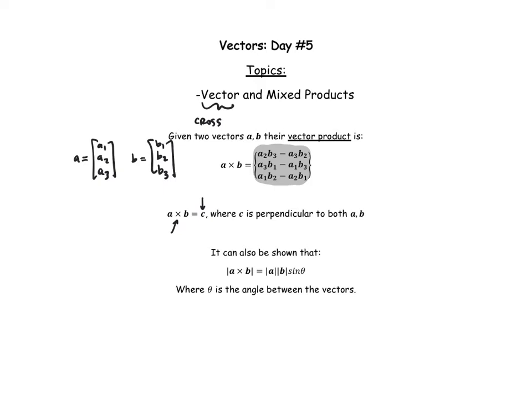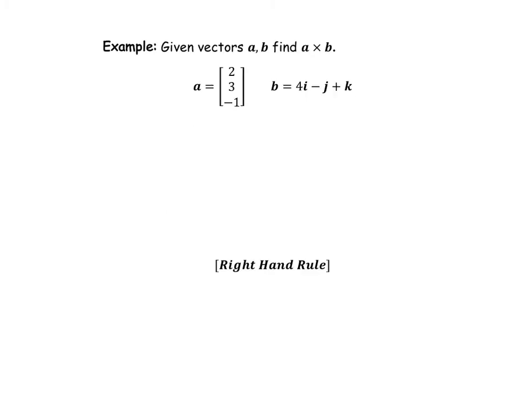It can also be shown that the magnitude of the cross product of two vectors is equivalent to the product of their two magnitudes times the sine of the angle in between. Okay, we'll talk about the applications of that later on during these notes. Now I am going to post a video also covering the derivation of said formula. So let's go ahead and get to it.